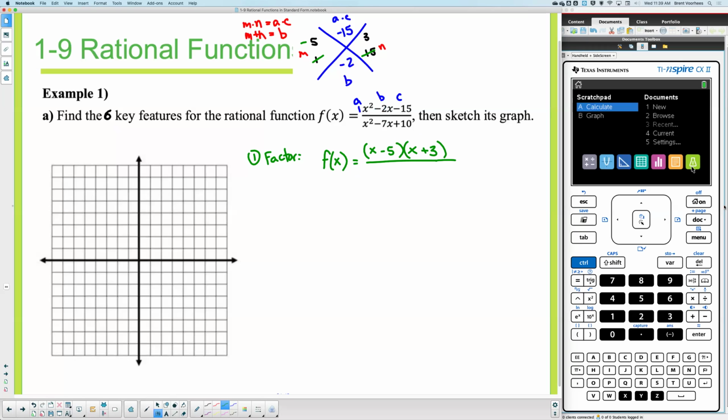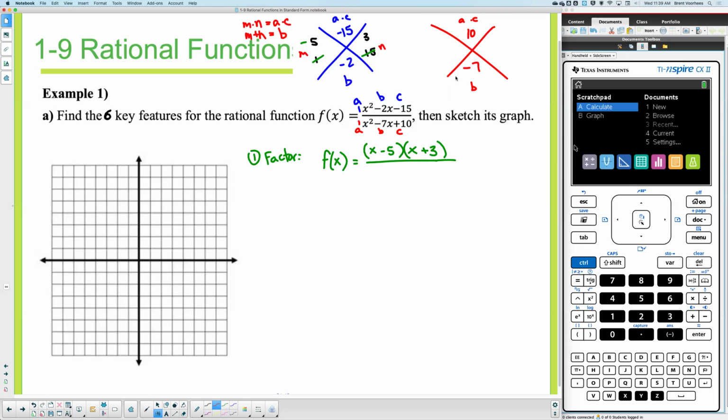Now let's reload and try this again. Let's look at the denominator. Here I'm going to label it a, b, and c. So I'm going to draw another x method. And again, a times c in the top, b goes on the bottom. This time, a is blank, so I put a 1. What is 1 times 10? 10. And my b is negative 7. So again, don't worry about the negatives. They don't matter at all.